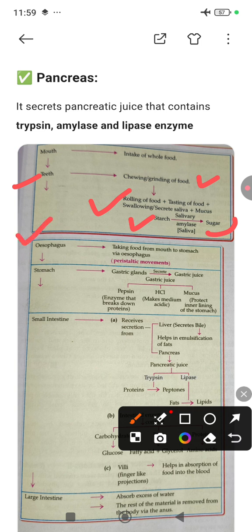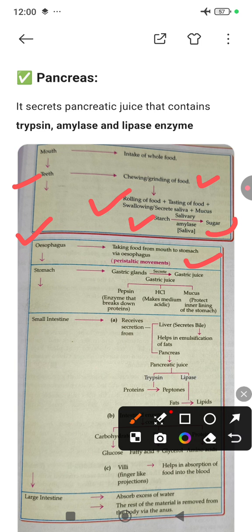The second part is the esophagus. Here you see where the peristaltic movement takes place. Clear? And what is the function of the esophagus? Taking food from the mouth to the stomach via the esophagus. Along with this, the peristaltic movement also takes place in the esophagus.